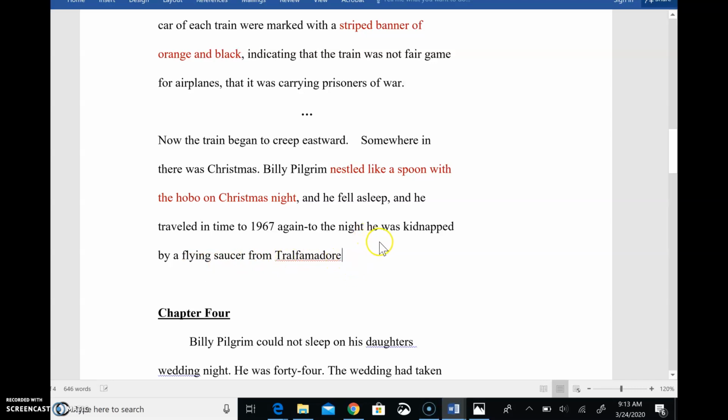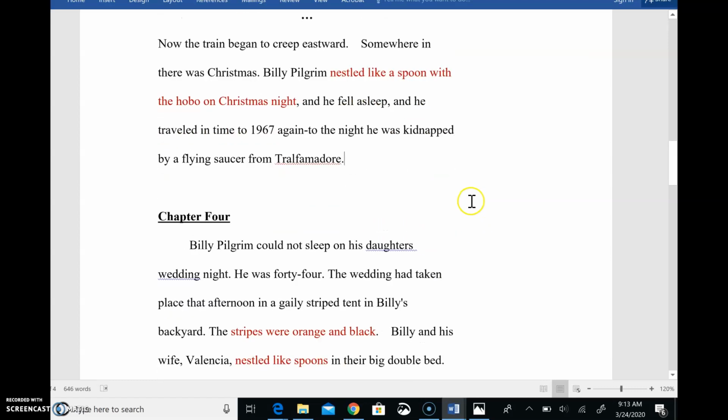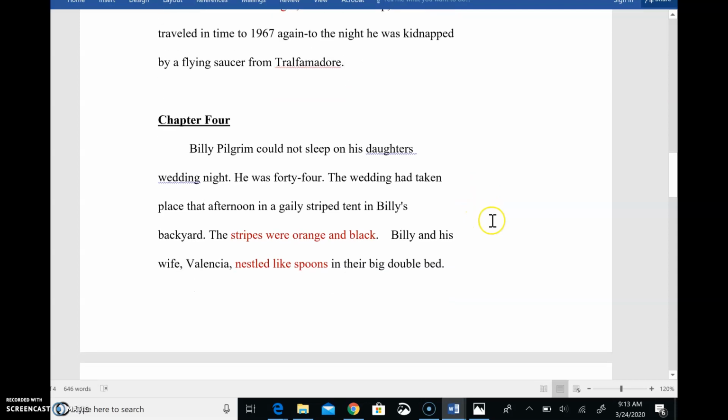Okay, so interestingly, Vonnegut's doing two things here. He's ending the chapter with a cliffhanger, which should seem to create drama. However, it also removes the drama from the next scene because we know exactly what's going to happen. He's going to be kidnapped by a flying saucer from Tralfamadore.